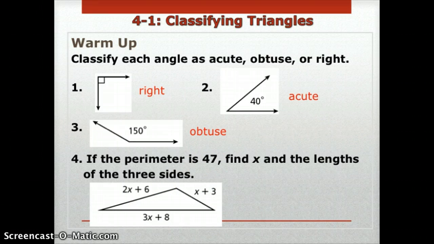piece of scratch paper. If I combined my like terms, 3x plus 2x plus x is 6x, plus 8 plus 6 plus 3 is 17. So if I subtract 17 from both sides, I get 6x equals 30. So x is 5. If I go back and I plug x in for these measures to find the lengths, I have a side measure that's 8, I have a side measure that's 16, and another side measure that's 23.